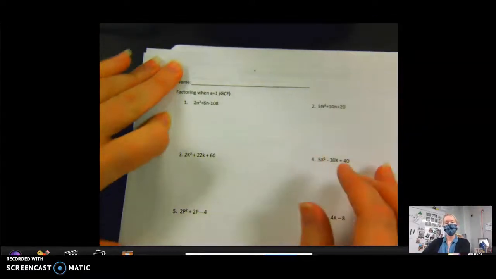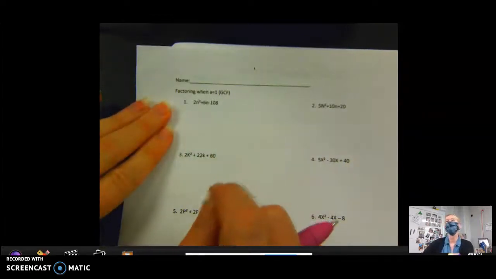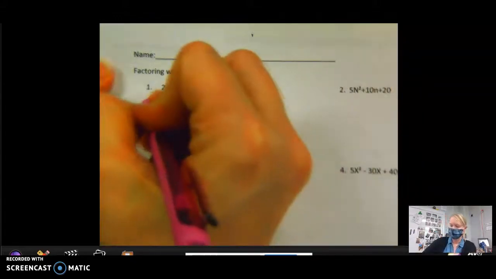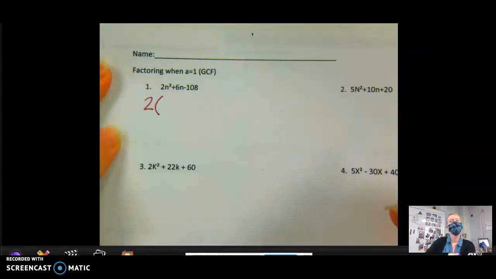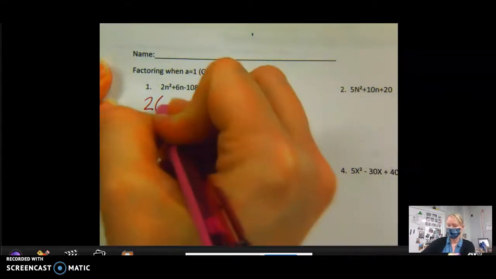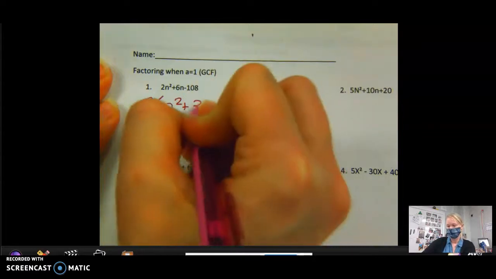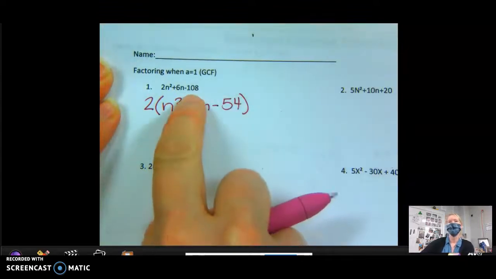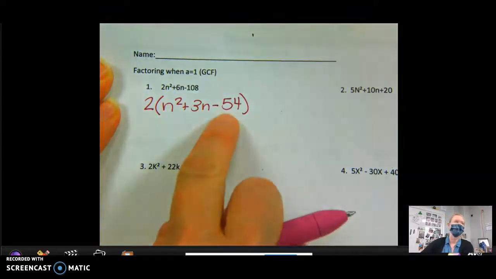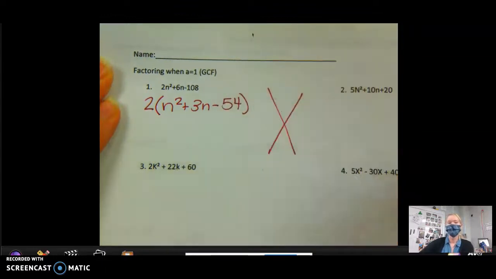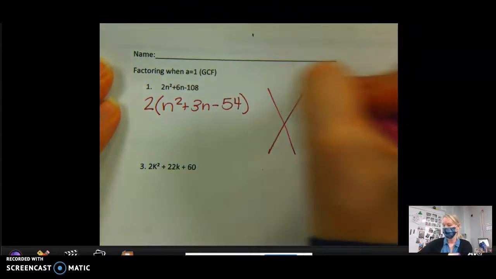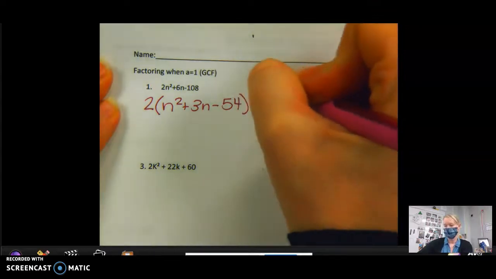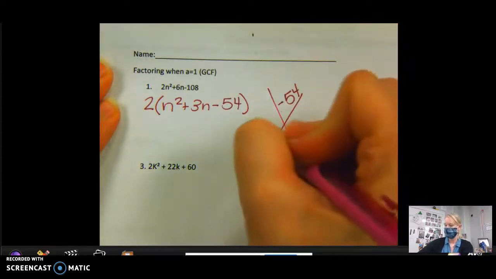Factor when a equals 1, GCF. So, number 1, what should I do first? What should I do? Yep, GCF 2. When I take out that 2, what am I left with? So divide everything by 2. Minus 54. On your calculator, if you don't know what that is, you take 108 and you divide by 2, and that's where that 54 comes from. Now I can crisscross it. When I multiply, I want negative 54. Yep, and when I add, I want 3.